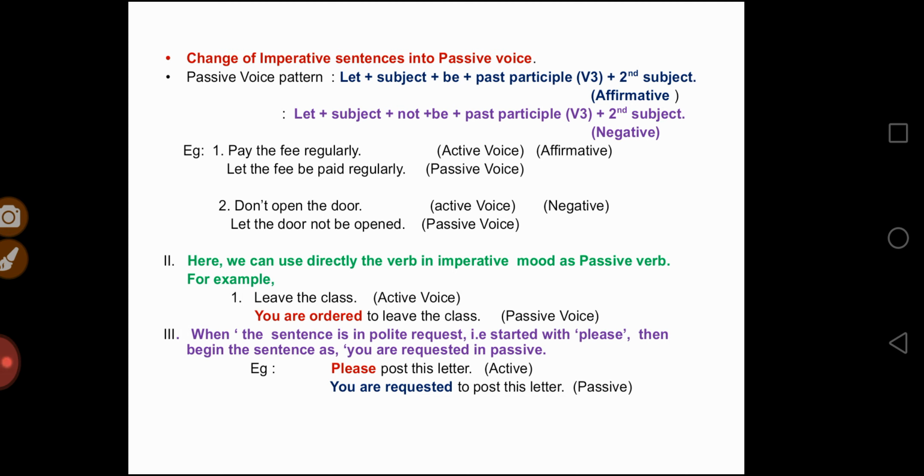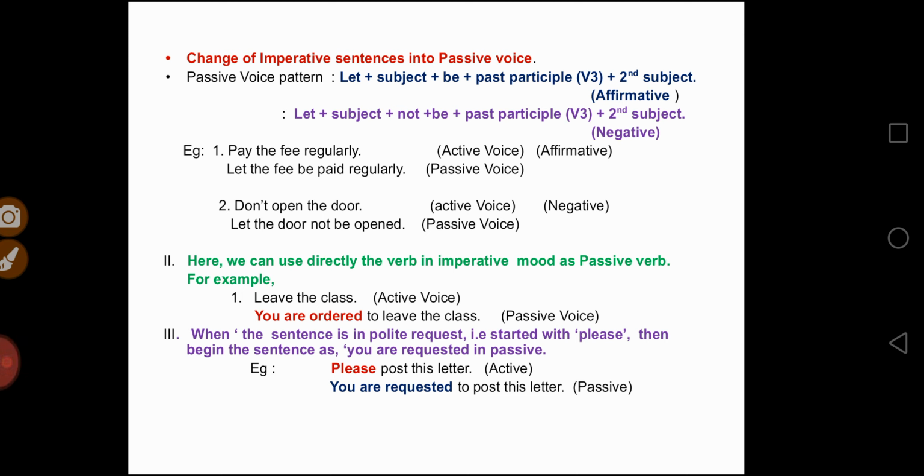Example: Pay the fee regularly. In passive, the structure is like this: Let the fee be paid regularly. Don't open the door. Here, in active voice, the sentence is negative. And in passive, we change the sentence into: Let the door not be opened.